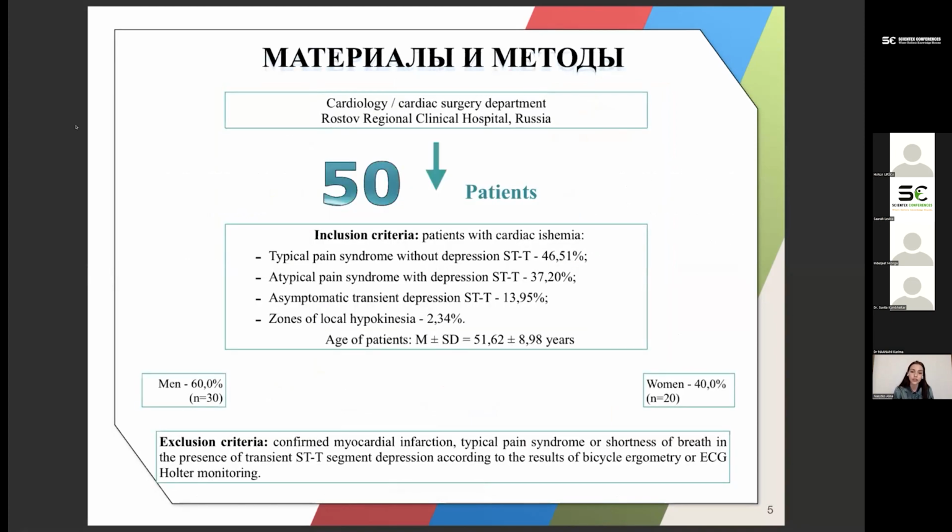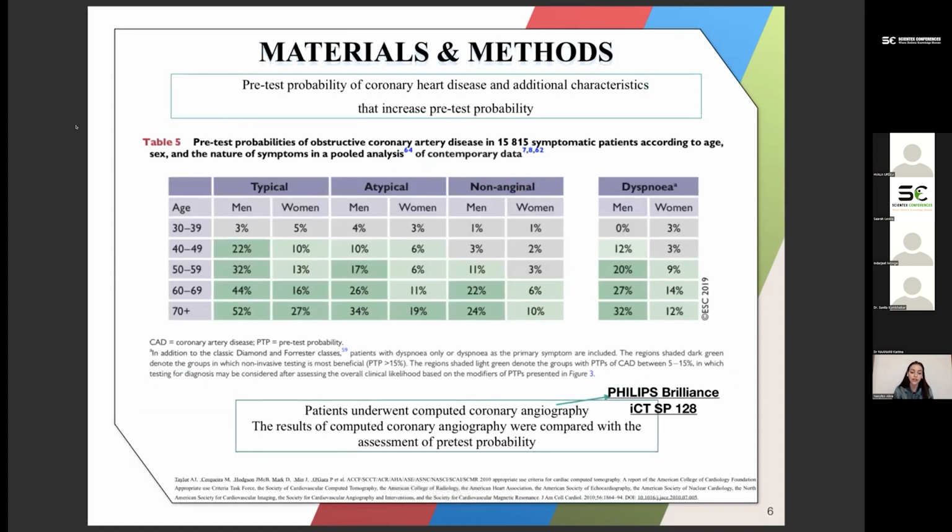Materials and methods. Our study was conducted at the Rostov Regional Clinical Hospital with the participation of 50 patients aged 40 to 67 years. Inclusion criteria: chronic coronary syndrome with evidence of pain. Before starting the study, each patient is assessed for the pretest probability of chronic coronary syndrome.